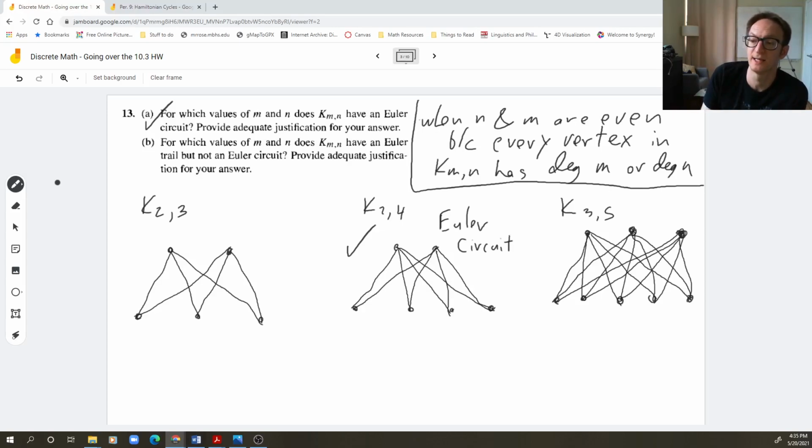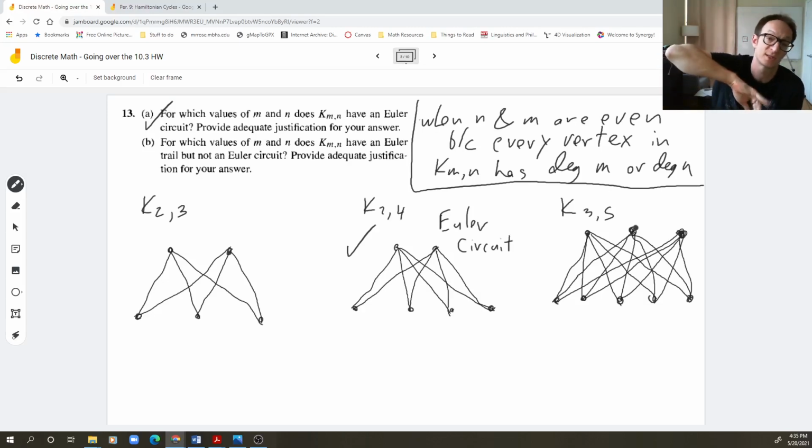It's in fact because here, okay, let's take K_{3,5} for a second. Is there going to be an Eulerian circuit? No, of course not, because the vertices all have degree 3 or 5. Is there going to be an Eulerian trail? Also no. Because what is an Eulerian trail?